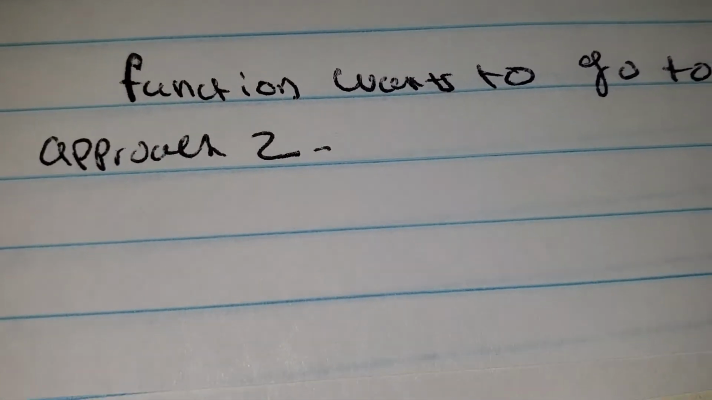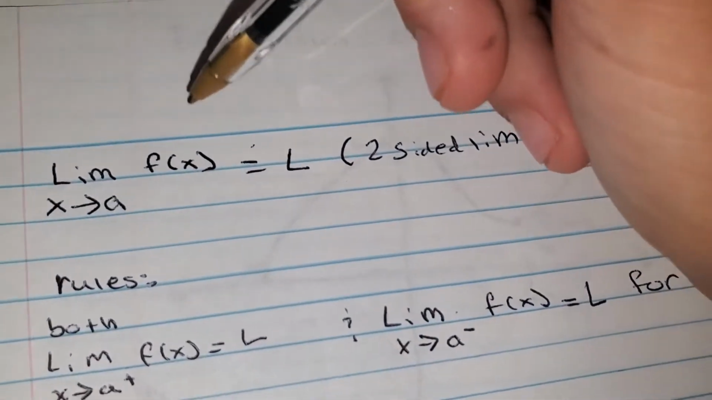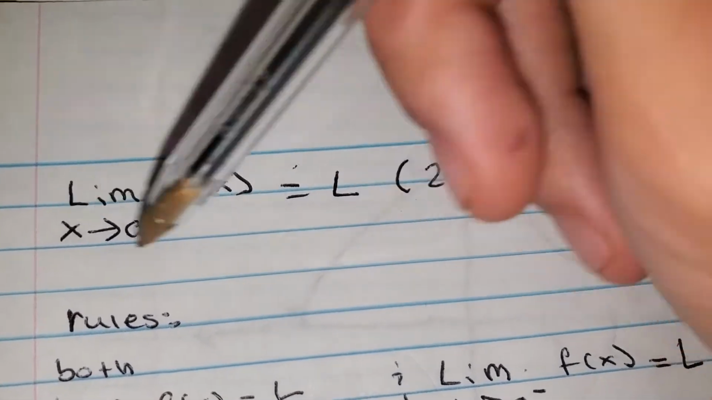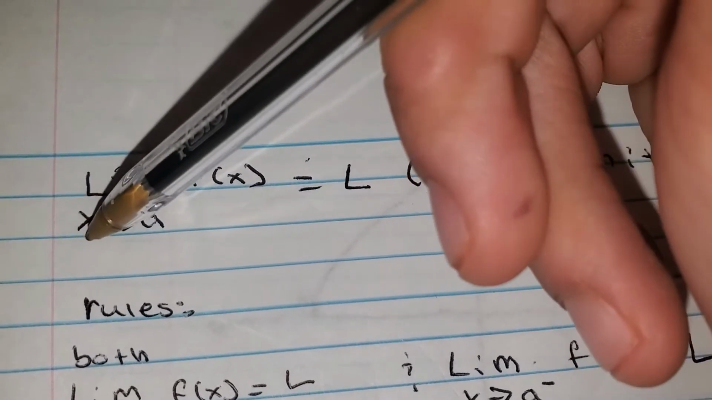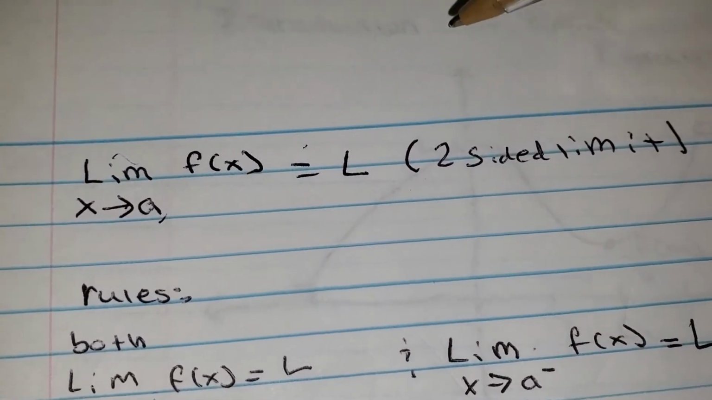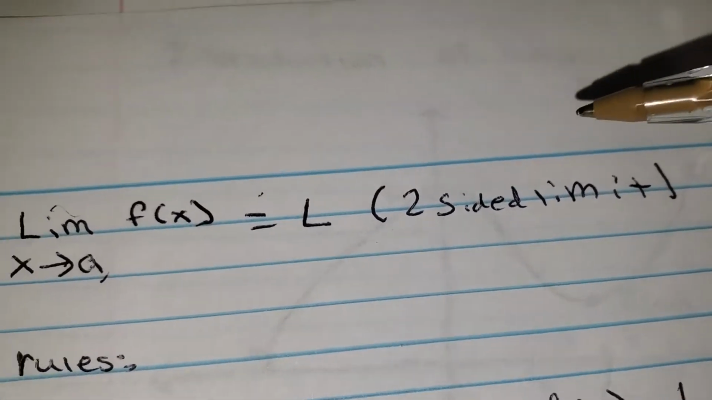Let's talk about it from a general perspective. The common notation is the limit of f of x as x approaches a. The lim is the limit of our function as x, where the arrow means approaching a, our value we're approaching, is equal to L, the limiting value. And this is a two-sided limit, so we checked both the left and the right.